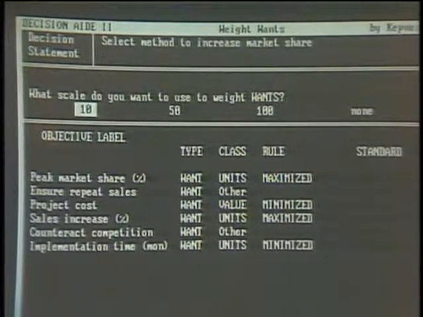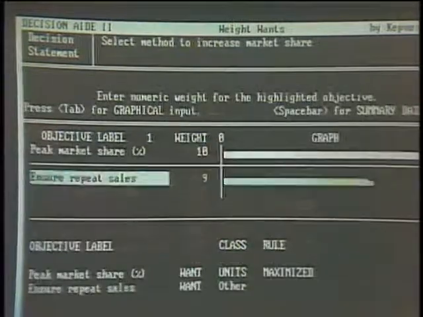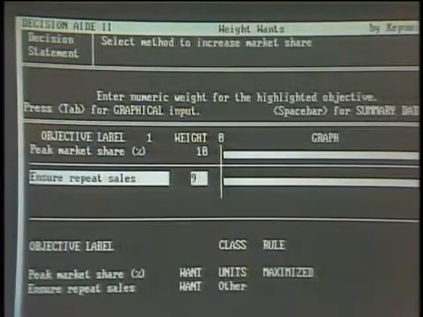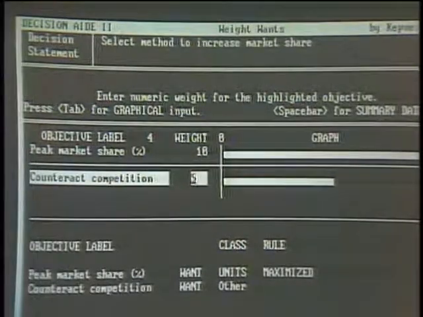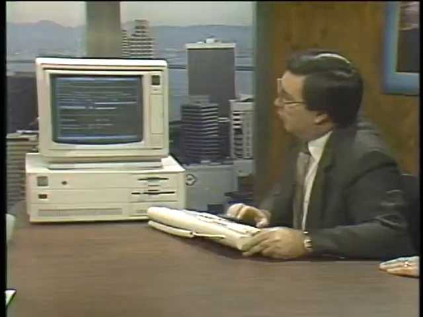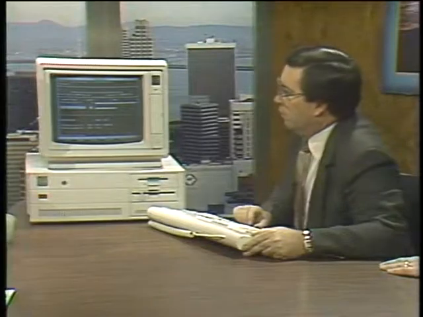We use a 10-point scale here, and we would determine the most important want, and then compare the others to it. Just to set up the example real quickly, what question are you trying to answer here? In this particular decision, it is to select a method to increase market share for a photochemical company. And this gives that relative separation, so that we're not giving an abnormal weight to an objective of lesser importance.